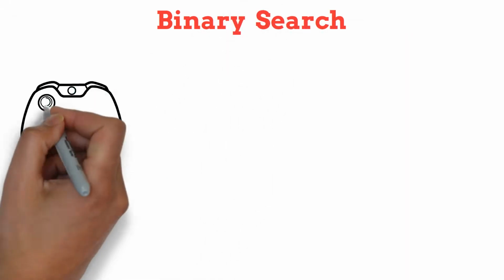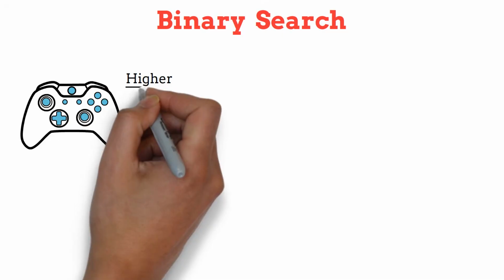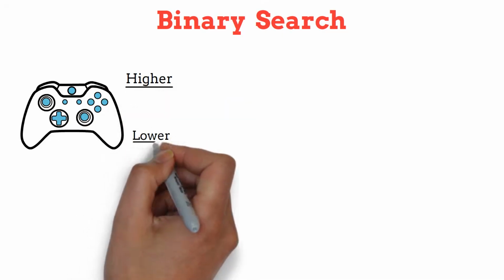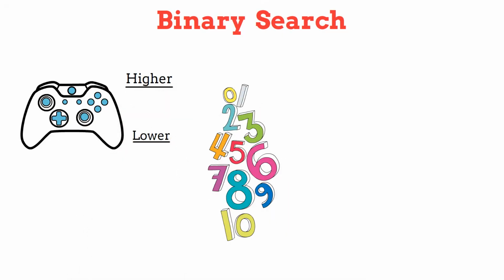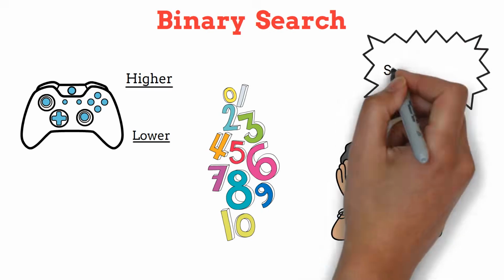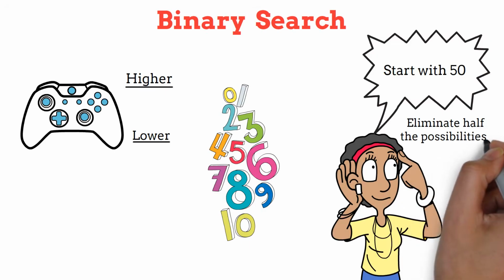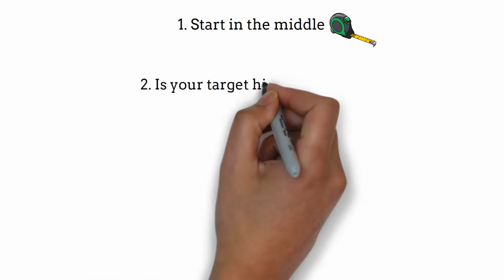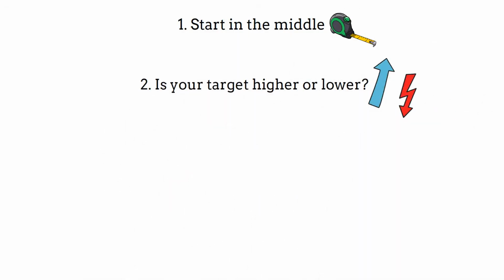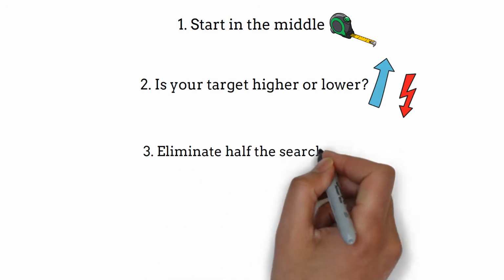Ever played higher or lower? You know, when someone thinks of a number between 1 and 100 and you try to guess it? If you're smart, you start with 50 and eliminate half the possibilities with each guess. That's binary search. Here's the magic. Start in the middle. Is your target higher or lower? Eliminate half the search space. Repeat until you find your item.